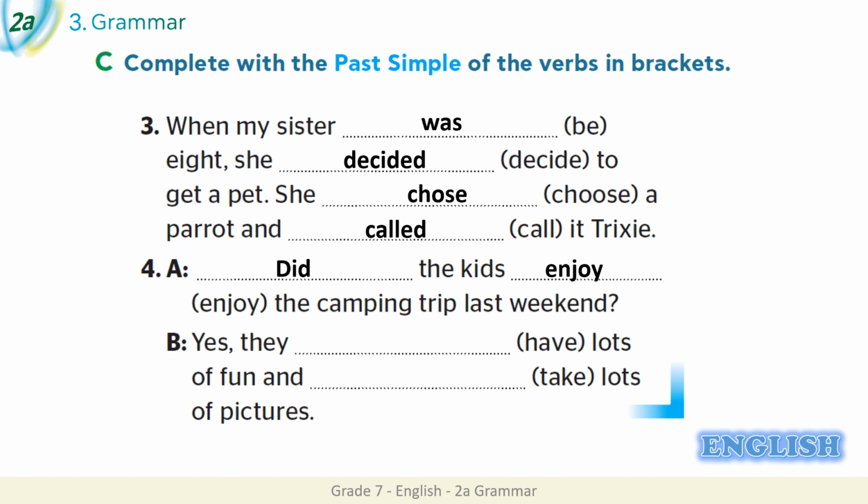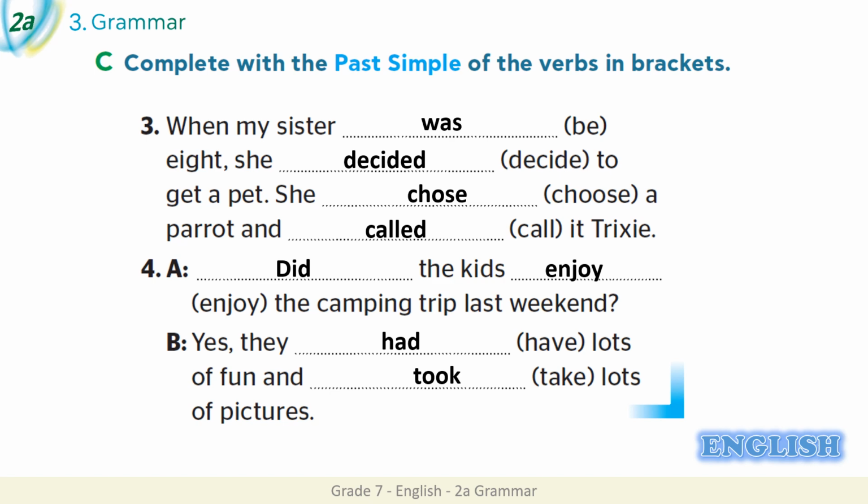How about the B part? What is the correct answer? That's perfect. Yes, they had lots of fun. It's an affirmative form, and the verb have is irregular, and the past simple form is had. How about take? That's perfect. Took. Also, it's an affirmative case. The verb is irregular, and the correct answer is took.